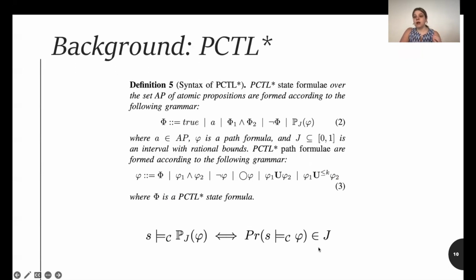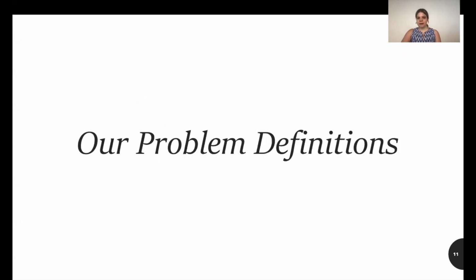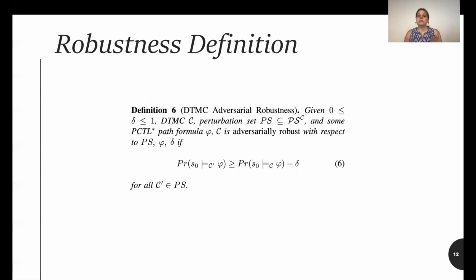And for our purposes, we're actually going to look at just this probability on its own rather than whether it's in an interval. And this is something that most of the probabilistic model checking tools that exist can compute this probability directly. So our problem definitions begin with a definition of robustness, and specifically adversarial robustness.